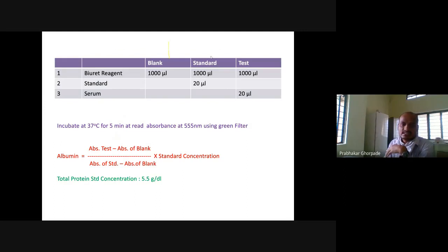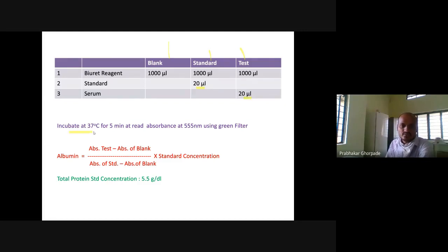We have blank, standard, and test. In each of the tubes, we are adding biuret reagent, 1 ml each. And for the standard, we are taking 1 ml of the biuret reagent, and we are adding 20 microliter of the standard in it. For the test solution, we are taking 1 ml of the biuret reagent, and we are adding 20 microliter of the serum in it.